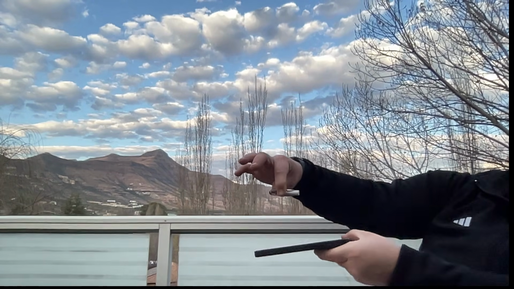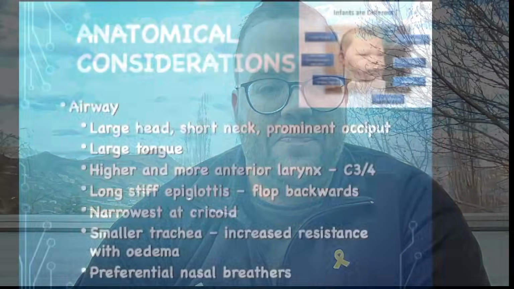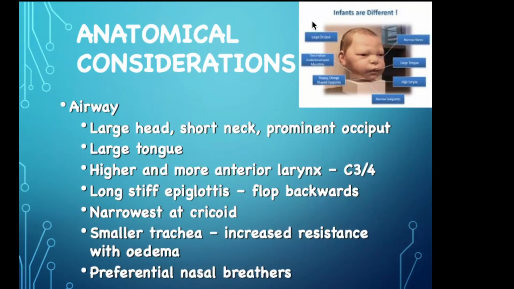And I do a little lean back. It looks quite cool. You do like a little one leg back, you look like a real professional. But there is method in my madness, and it is because of the anterior larynx. They have a long, stiff epiglottis, we've all seen, and there's nothing more irritating when it flops into the way of your view. Their airway, we've always said, is narrowest at the cricoid.